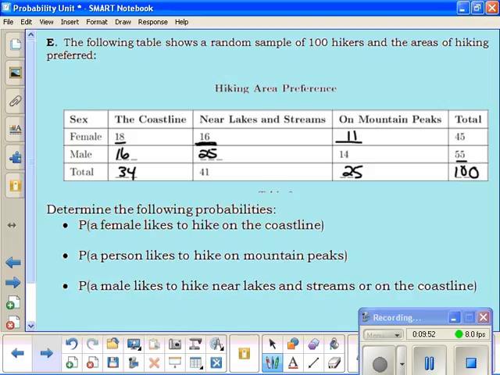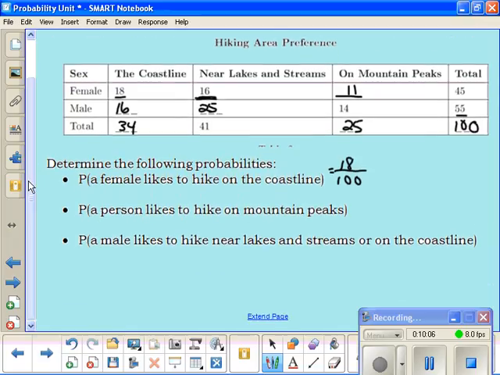Determine the following probabilities. Probability a female likes to hike on the coastline. So we have to look at only the females that like to hike on a coastline is 18 out of total 100. And then we will reduce that to 9 out of 50. Next one, probability a person likes to hike on mountain peaks. It doesn't say male or female, so total number of people who like to hike on mountain peaks is 25 out of a total of 100, or 1/4.